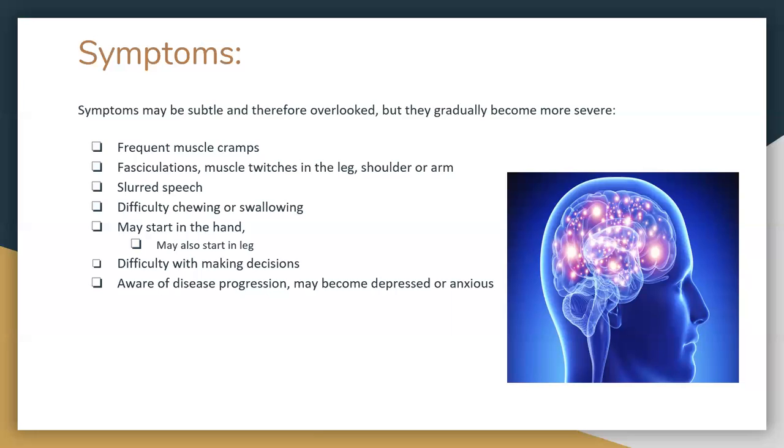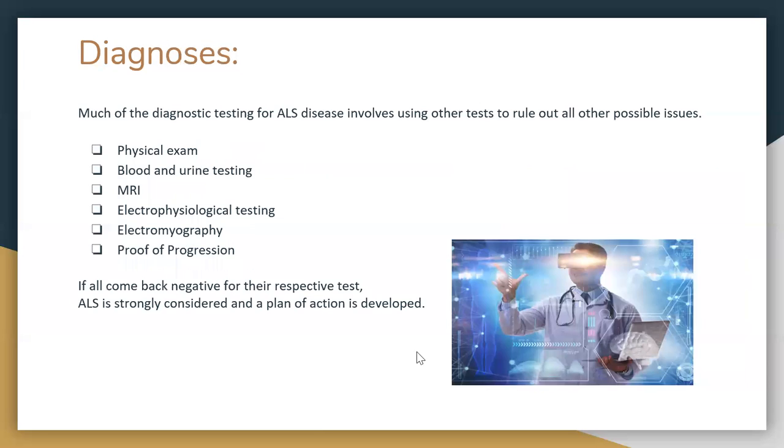As it is a neural disease, it can also cause a decrease in the ability for an individual to make decisions, as it can spread to other pathways. And also, if an individual becomes aware of this disease's progression, they may develop some psychological symptoms such as anxiety or depression, as they're losing their motor control.